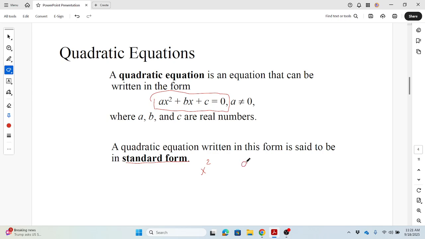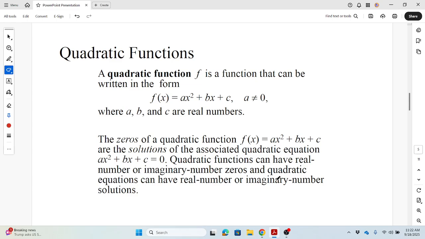So here a, b, and c, they are some real numbers. Keep in mind, a cannot be equal to 0 because if a is 0, then this quadratic becomes linear. Here for a, you can choose any real number except 0. Let's say 5. For b, you can choose any real number. For c, you can choose any real number. That's how you can get a quadratic equation.